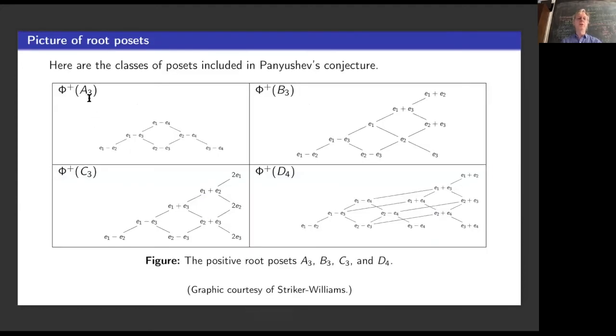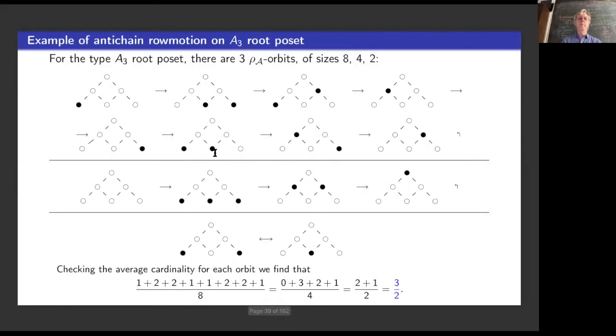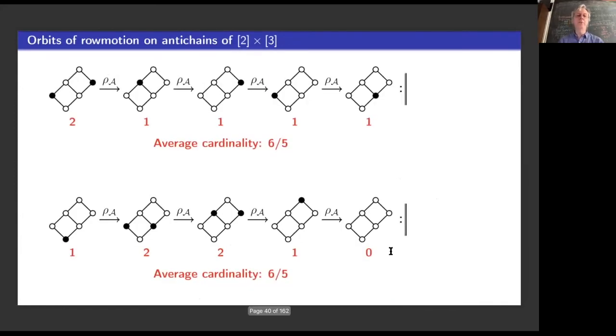What's a root poset? Well, I'll mostly be focusing on type A3, but I swiped the TeX code for this picture from the Stryker-Williams paper. And here's an example. When you've got the A3 root poset, then you've got an orbit of size 8, an orbit of size 4, and an orbit of size 2. And if you check the average cardinality for each orbit, you find that it's 3/2, which is what it should be, n/2.